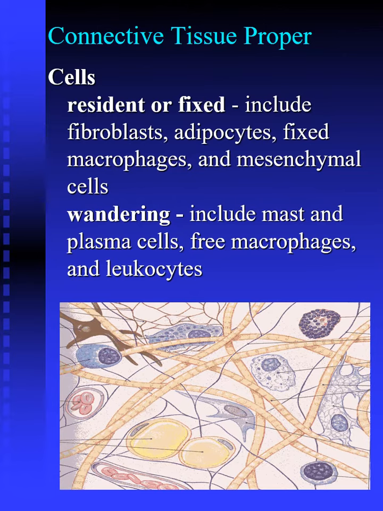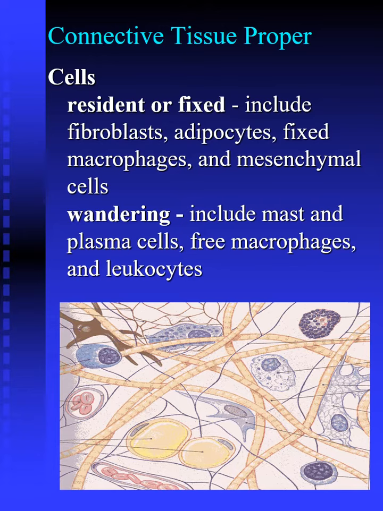There are two main classes of cells found within connective tissue proper. The first one are resident cells, which are permanently contained within the connective tissue. So think of resident, they reside within the connective tissue. And their responsibility is to help support, maintain, and repair the extracellular matrix.